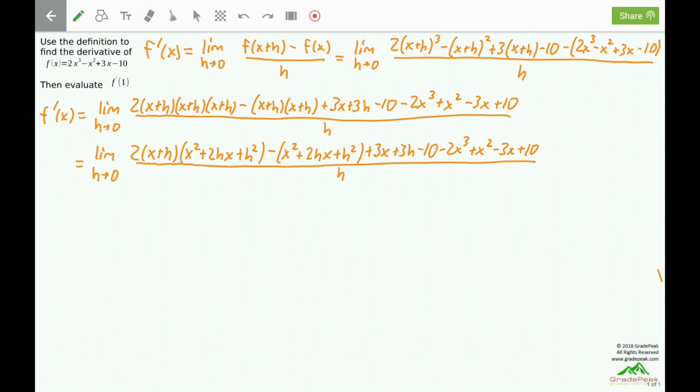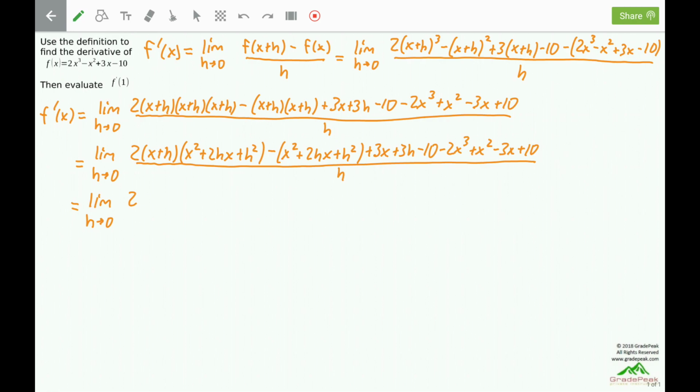The next thing we're going to do is FOIL out further the x plus h times the x squared plus 2hx plus h squared, and we're also going to distribute the minus sign into this expression right here. So let's make that happen. So we have limit as h goes to 0 of 2 times.